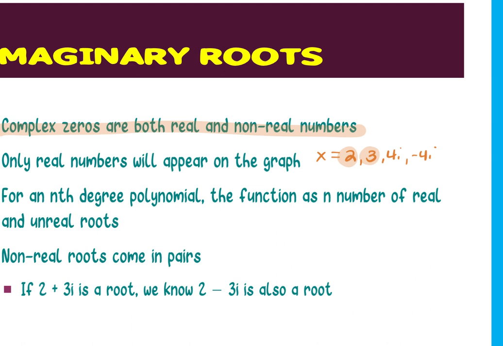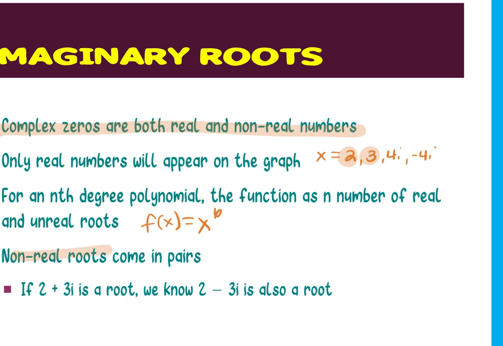For an nth degree polynomial, the function has n number of real and unreal roots. So if my polynomial is x to the 6th, there are 6 total roots. Those roots can be broken down into real and non-real. That does not mean there are 6 real roots. So when we're finding the zeros, we would count both real and non-real? Yep.